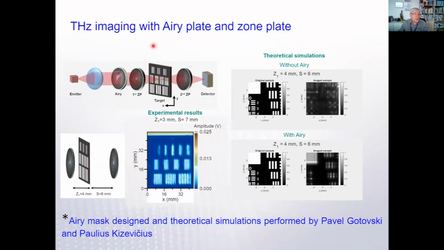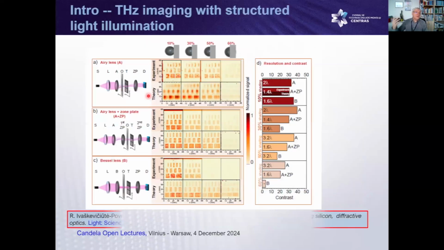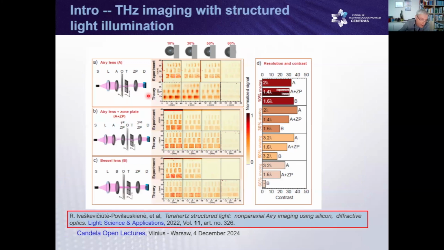So let's go further. Imaging with zone plate. It just shows how it works and how the resolution can be seen. And then we'll see how we can select the optics and what quality of images can be achieved. The main illustration we used is to try to cover the biggest piece of the beam, putting a metallic plate. So 10% coverage, 30% coverage, 50% coverage, and 60% coverage. Airy beam, Airy zone plate, and Bessel beam. Here is resolution and contrast.